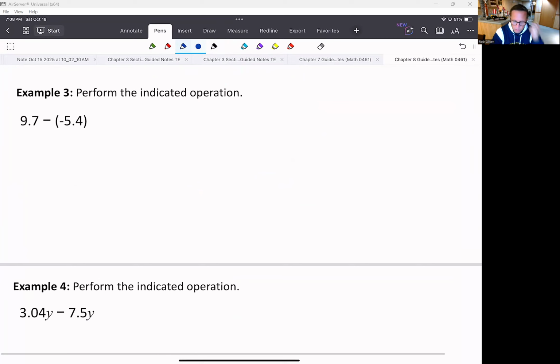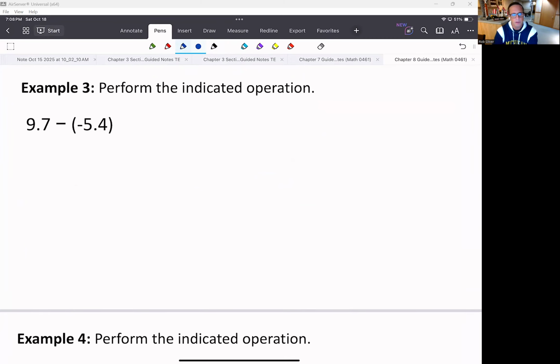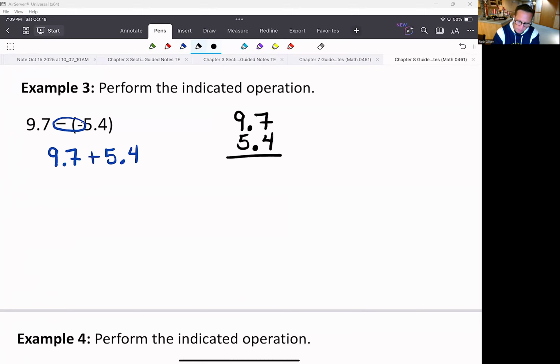All right, subtract or perform the indicated operation. Now we're subtracting a negative on this one. Subtracting a negative means these two negatives become a positive. So it's really 9.7 plus 5.4. So that is how we're doing it right there. And then 7 plus 4 is 11. Bring the decimal down. And then 10 plus 5 is 15. So 15.1.